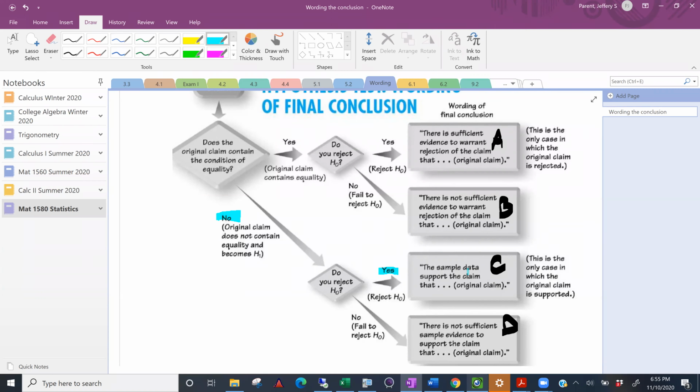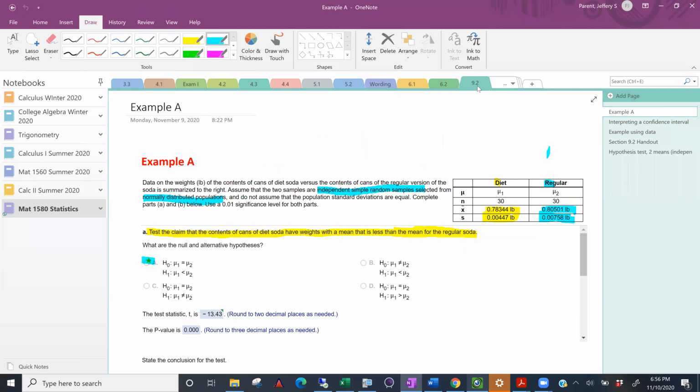So let me write that down, and then I'll switch over. The sample data support the claim. That, and now we need to state that original claim in words. So it's going back to section 9.2 here. The contents of cans of diet soda have weights with a mean that is less than the mean for regular soda. All right, kind of verbose, you know, but it is what it is.